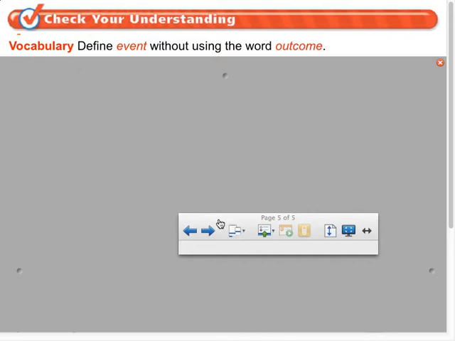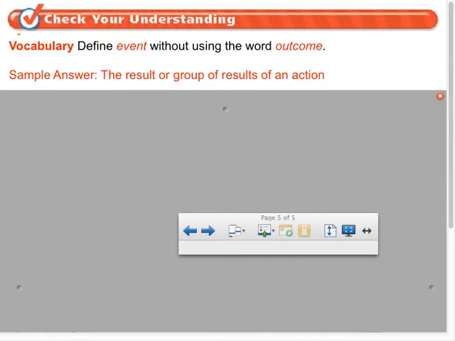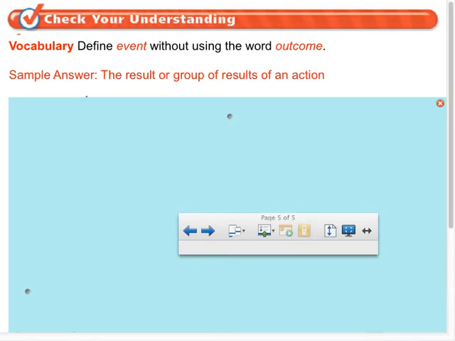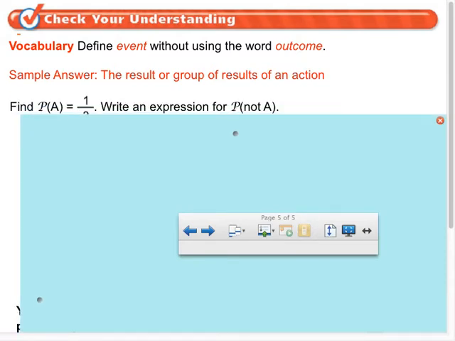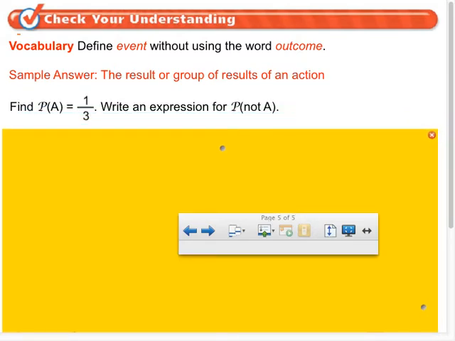Rudy, can you help him out? It's the thing you're trying to find the probability of. Okay, Christian, how about you? An event is a collection of possible results. I like that. I like that. The result. Okay, an action. Okay, find the probability.